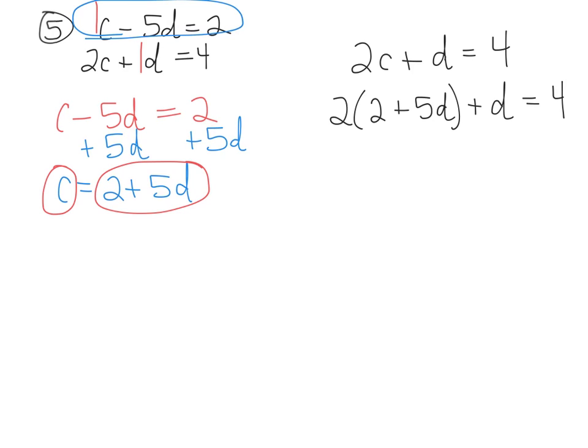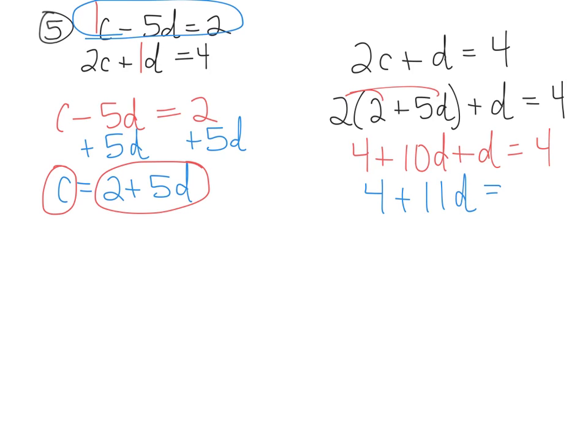Again, you guys have been rocking it out. We're going to distribute here, so you get 4 plus 10D plus D is equal to 4. Now we go into combining like terms, and you get 4 plus 11D, because remember that D that has no coefficient has the coefficient of 1, is equal to 4. Next step, subtract 4 from both sides, because we want to eliminate and get the variable all by itself. Okay, so 11D equals 0.